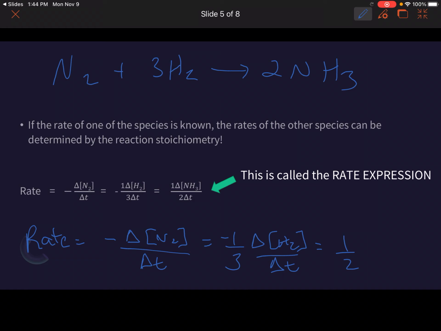So 1/2 delta NH3 over delta T. As you can see, these numbers here, and there'd be a 1 there really, right, come from here. So the balanced equation is going to tell you what the rate expression is, because the rates will be dependent upon the mole ratio here.